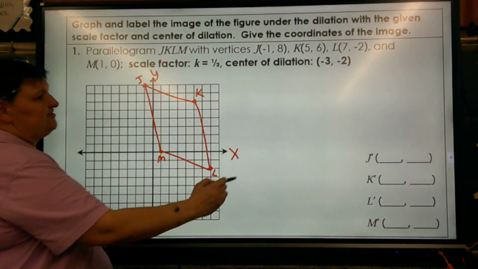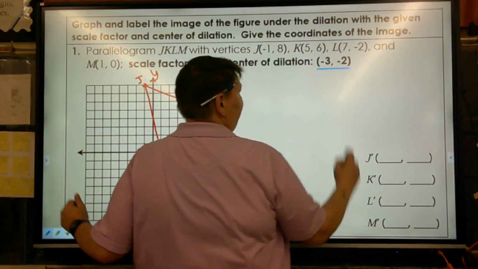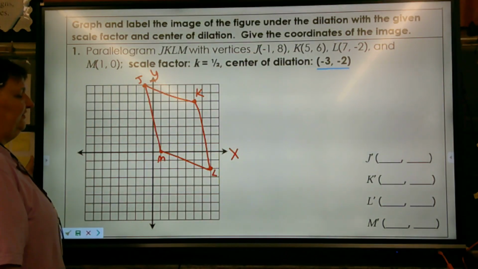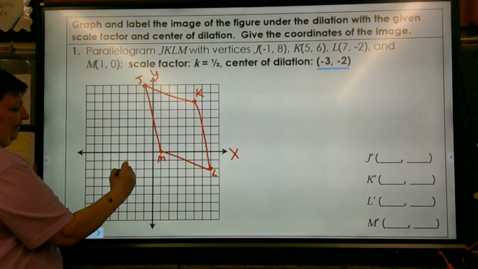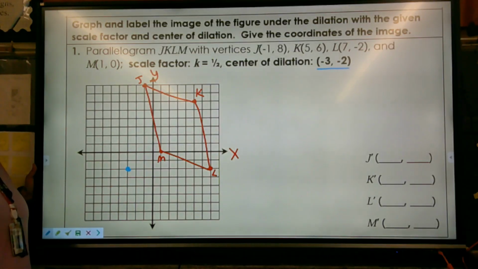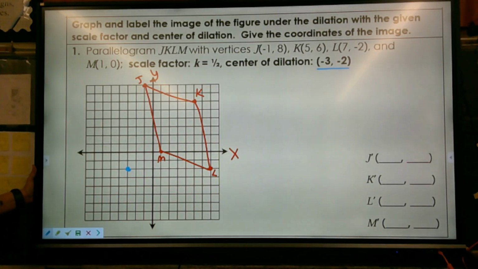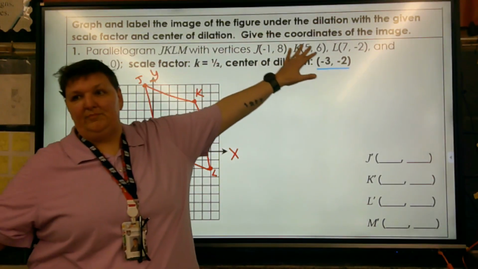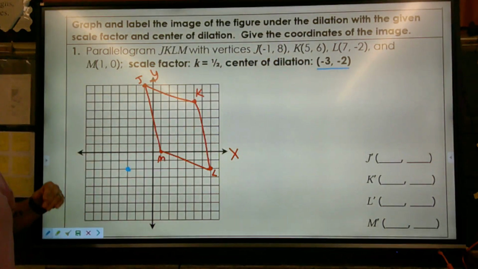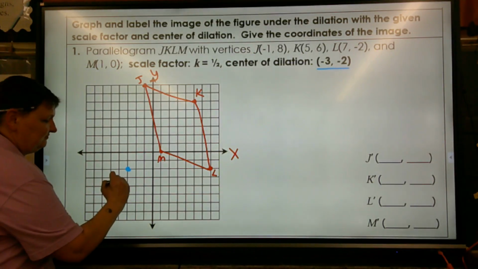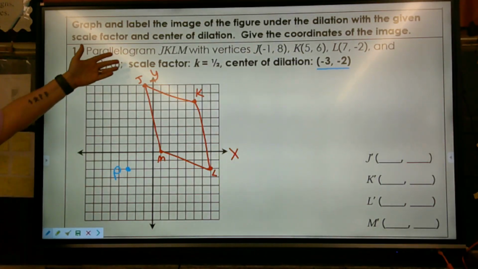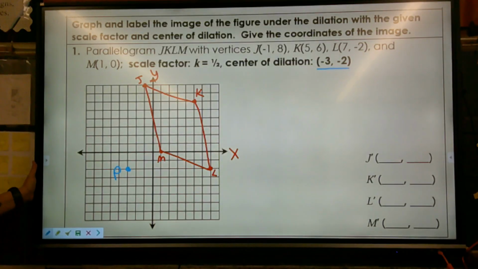All right, we know our center of dilation is -3, -2, which means left 3, down 2. And if it doesn't give you a letter, you can name it whatever you want. Use a letter that's not already up here, right? You could use C for center, or D for dilation, or P for point. It doesn't matter. I like P for point, unless there's P up there, and then you got to use something else. But you can name it whatever you want.